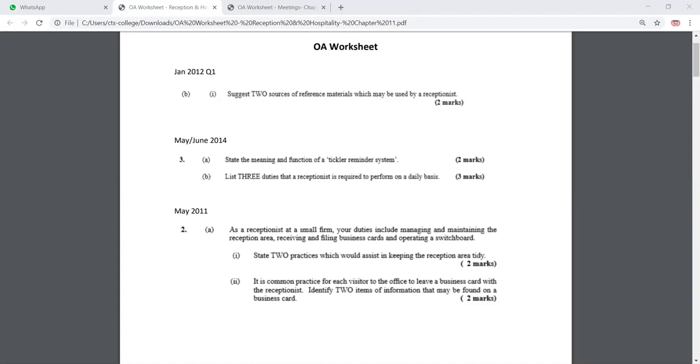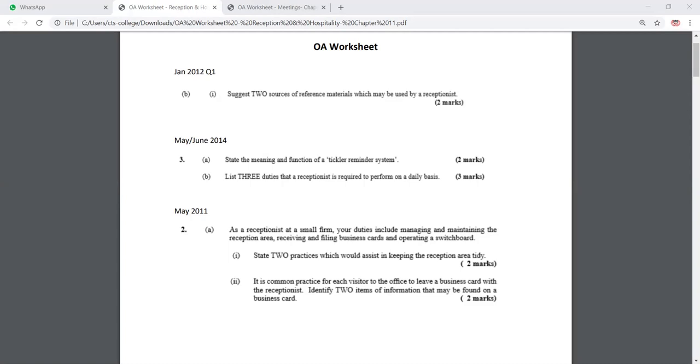Supply management is one. What's that? Supply management, no. Remember, when you give an answer, make sure you give complete answers, right? Operating a switchboard, all these things would fall under the duties of the receptionist.